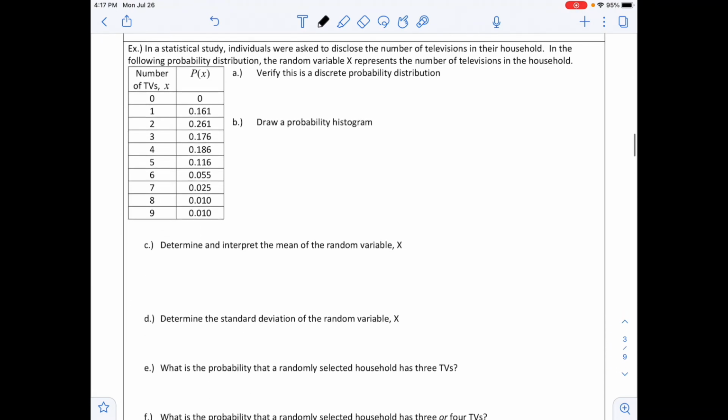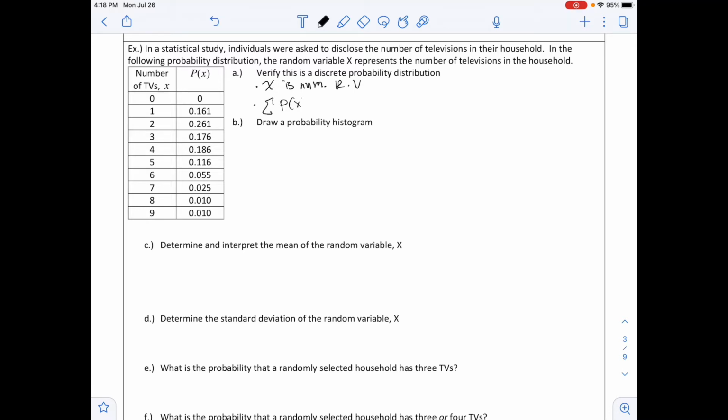So we have another example right below this that says, in a statistical study, individuals are asked to disclose the number of televisions in their household. In the following probability distribution, the random variable x represents the number of TVs in the household. Part A says verify this is a discrete probability distribution. So again, there's 3 things we have to verify. First one is x is numerical. I'm just going to put RV for random variable.